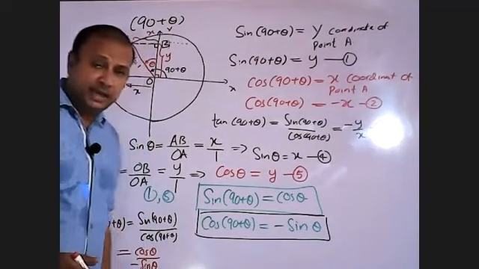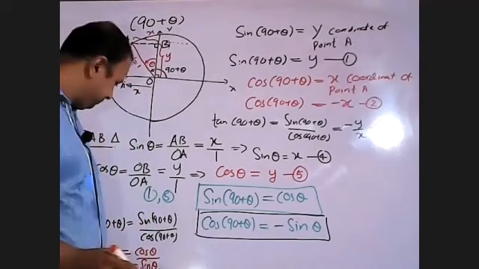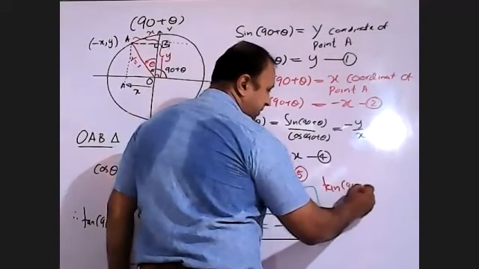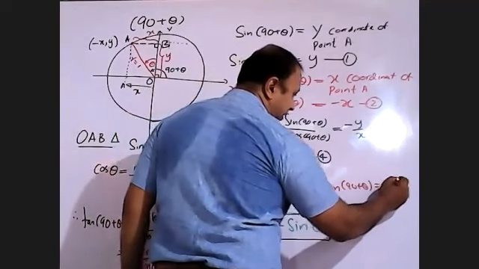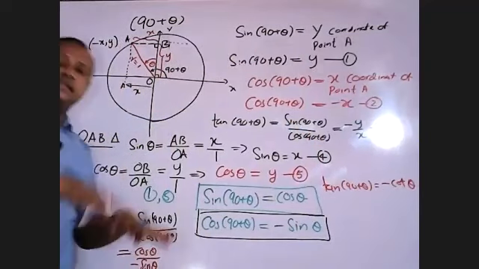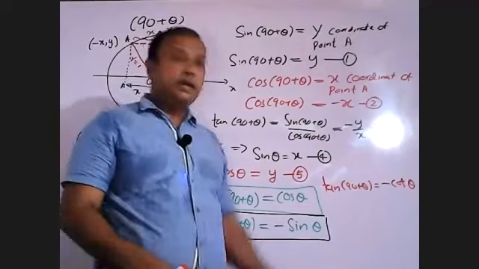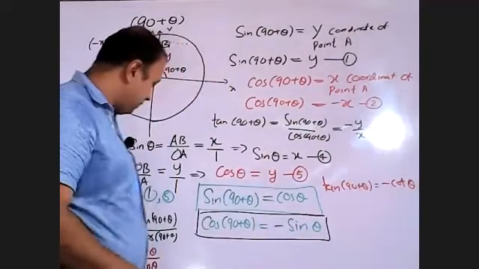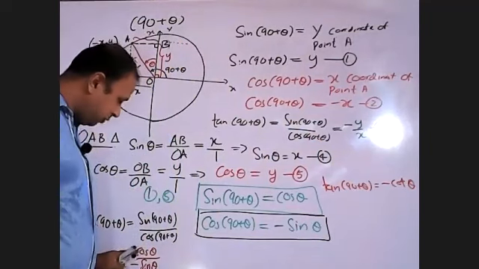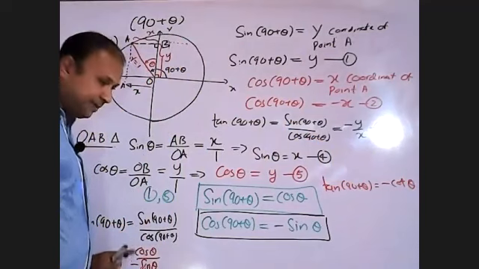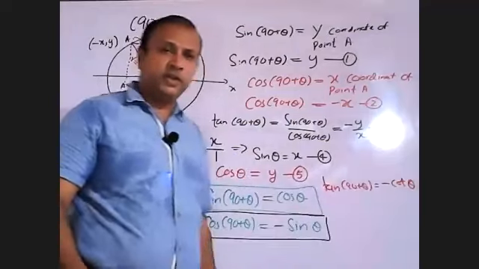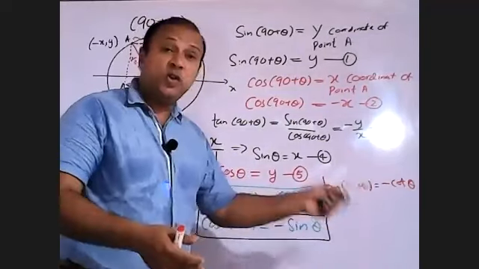Cos theta over sin theta means cot theta. Therefore, tan(90 + theta) is equal to minus cot theta. Cot theta means 1 over tan theta. It is another trigonometric ratio, equal to 1 over tan theta, because tan theta is sine over cos, so cot theta is cos over sine.